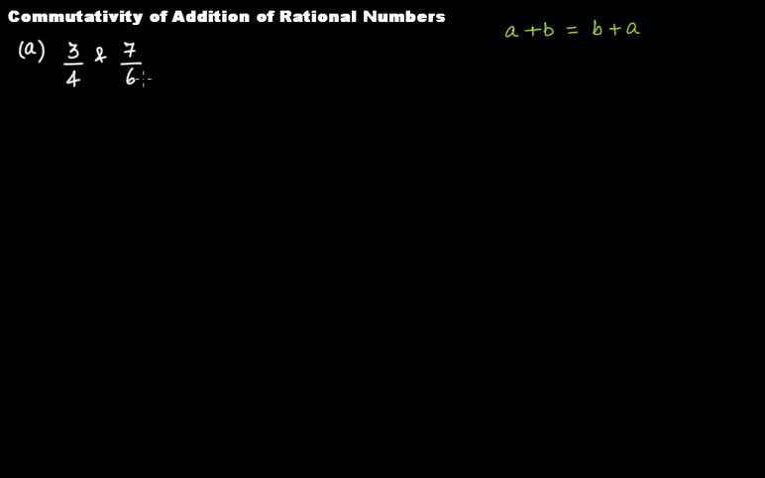If that is the case for the two rational numbers, then we say that yes, addition of rational numbers is commutative. So take 3/4 and 7/6. If we add these two numbers, first we take 3/4 plus 7/6. Now, the first step is always to find the LCM of 4 and 6. LCM of 4 and 6 is 12.